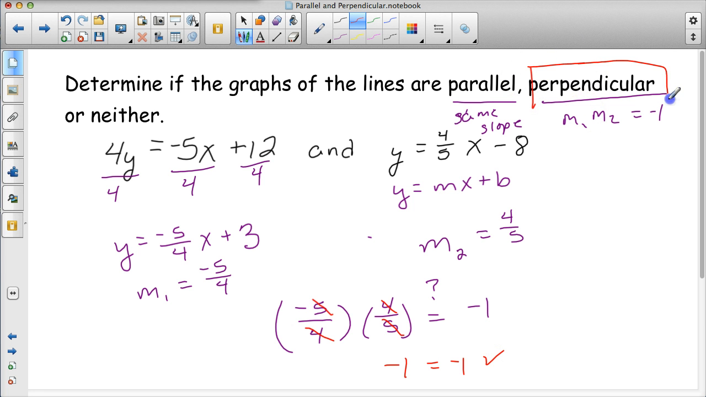So these two lines are perpendicular. If they had the same slope, they would be parallel. And if these two lines, when I multiplied their slopes, did not equal -1, then they would be neither.